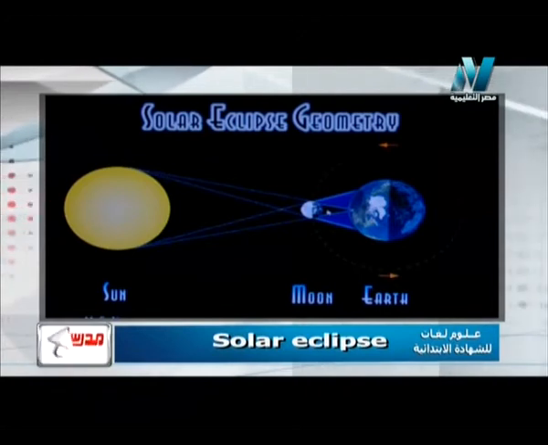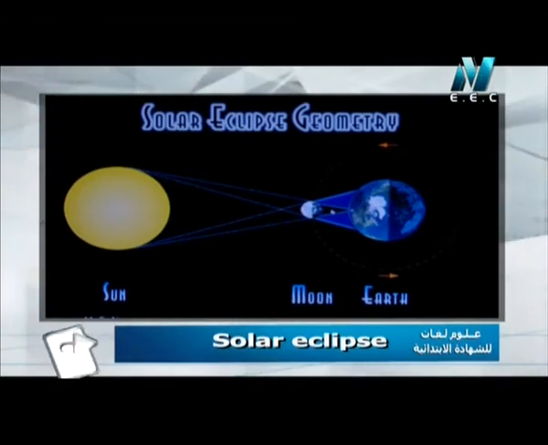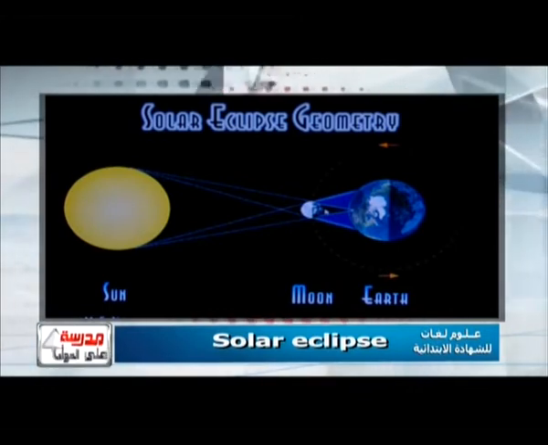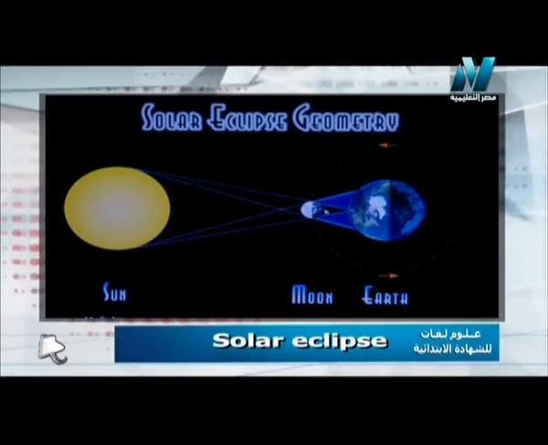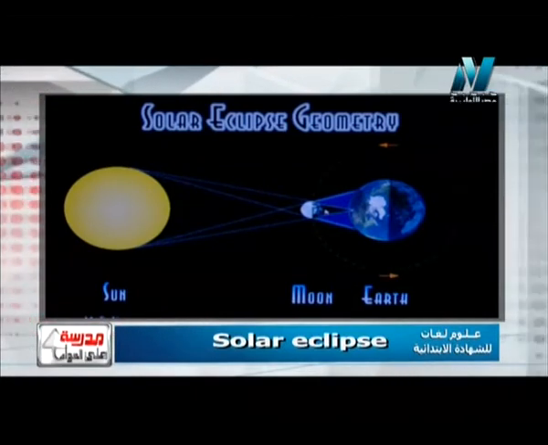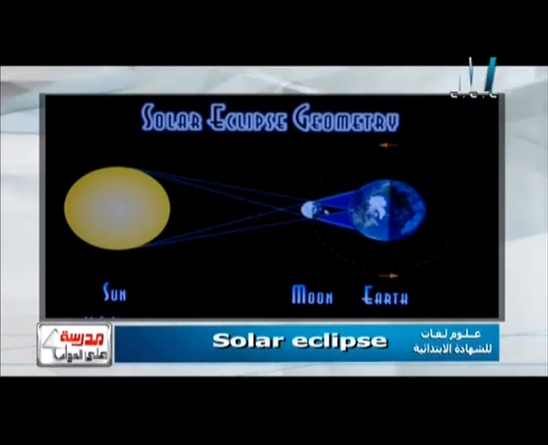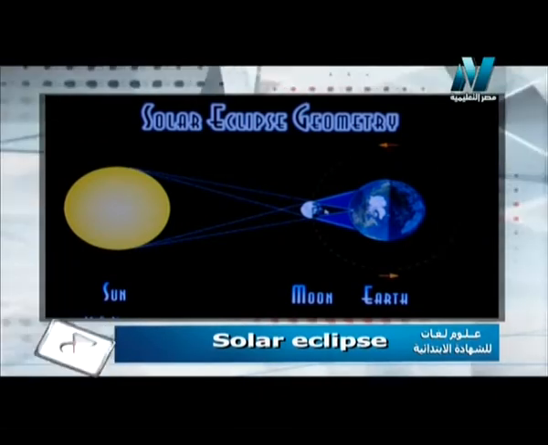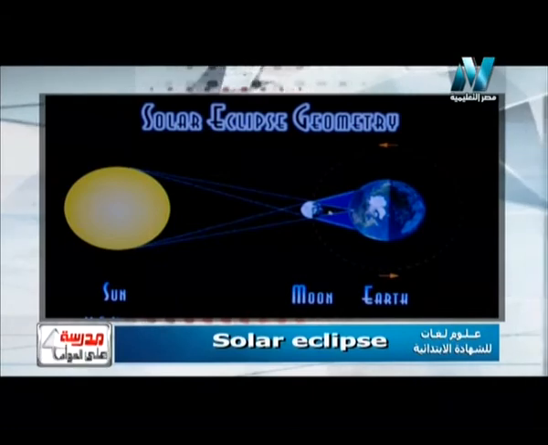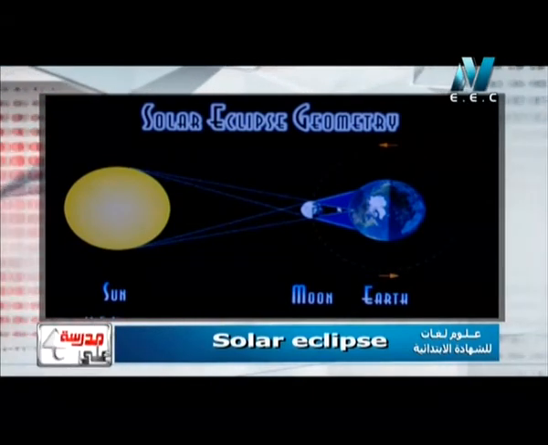If someone lives in this place on the earth, in the umbra area, and looks at the sun at that time, we will not see anything of the sunlight, because the moon hides the sun completely. So it will be called a total solar eclipse.